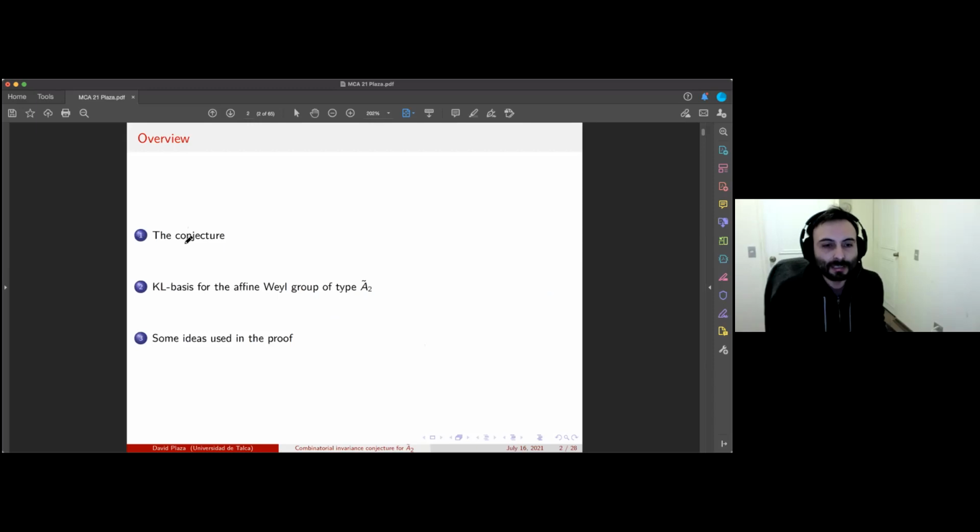My talk is divided into 3 sections. In the first one, I will introduce the conjecture, the combinatorial invariance conjecture. Then I will present some formulas for Kazhdan-Lusztig basis elements in an affine Weyl group of type A2 tilde. And in the last section, I will present some ideas we used in the proof of this conjecture.